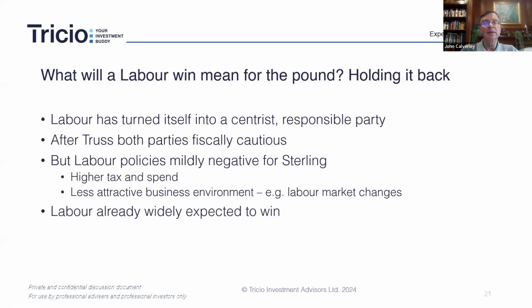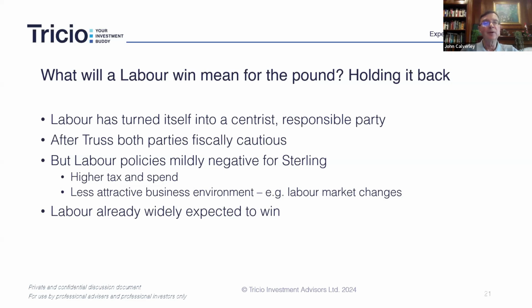What about in the UK? Well, obviously Labour is widely expected to win. I guess there's a slight question as to whether it wins with an absolute majority or not. But with the problems for the SNP in Scotland, more likely that they will win with an absolute majority. Labour now is much more like the Blair-Brown project under Keir Starmer than it was under Jeremy Corbyn. So it's become a much more centrist, more responsible party. Frankly, after the Liz Truss prime ministership, I think both parties are fiscally cautious. They don't want to see another blowout in bonds and the currency.